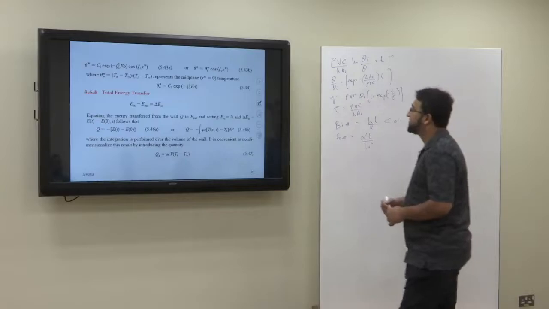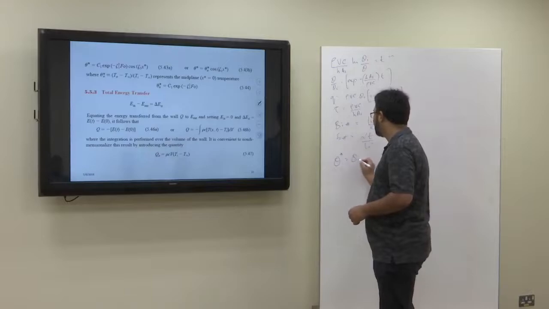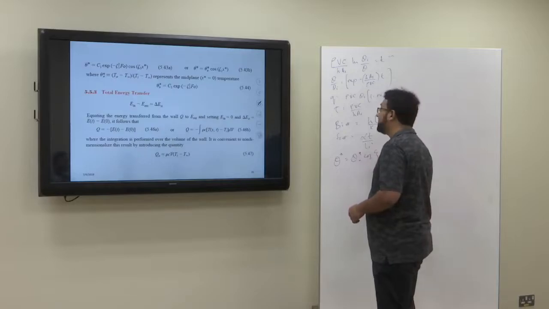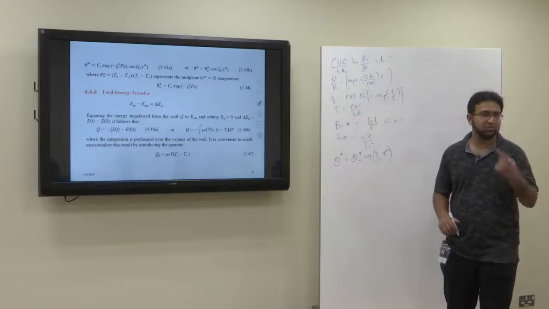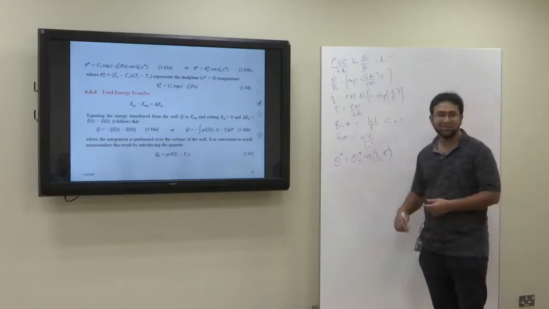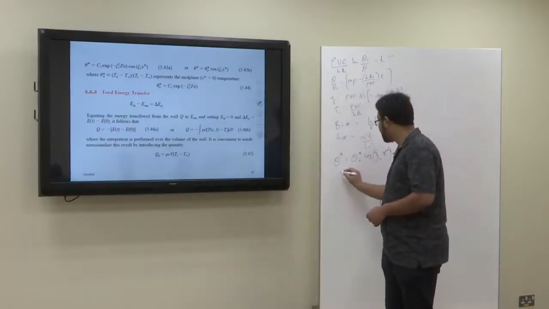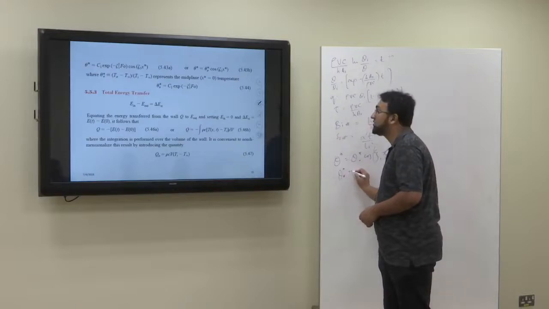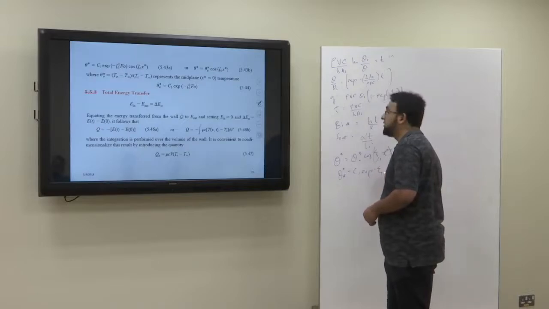So we have one formula: theta star is equal to theta naught star times cos(eta 1 x star). Theta star, as I told you, is the dimensionless temperature at that point. Theta naught star has a formula: theta naught star is equal to C1 exp(negative eta 1 squared times the Fourier number).